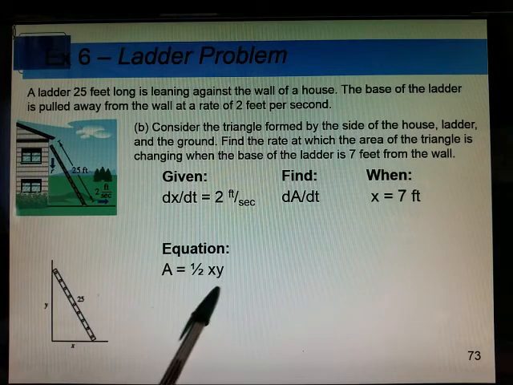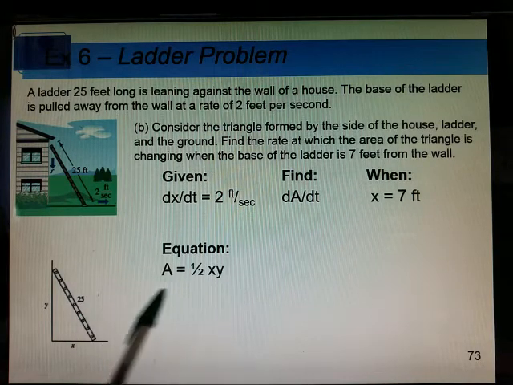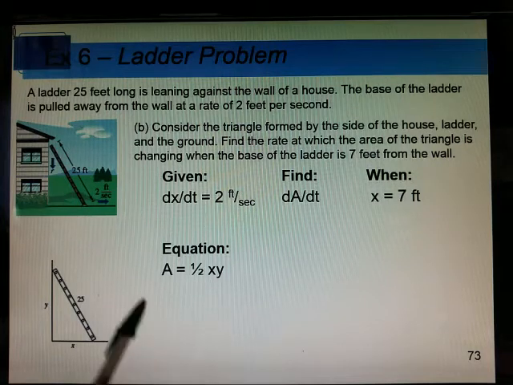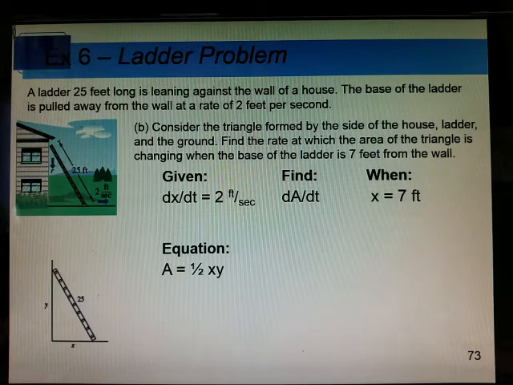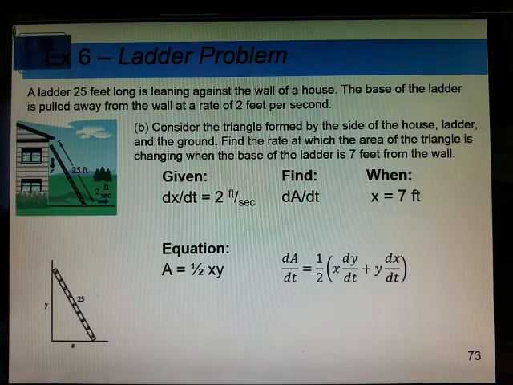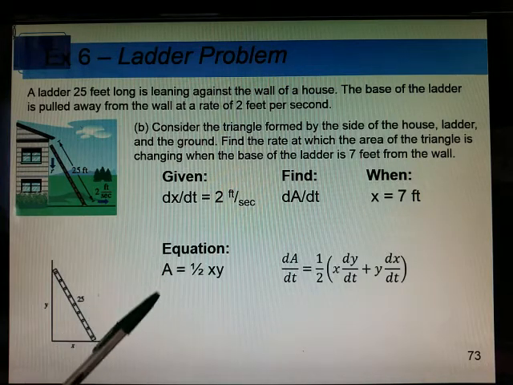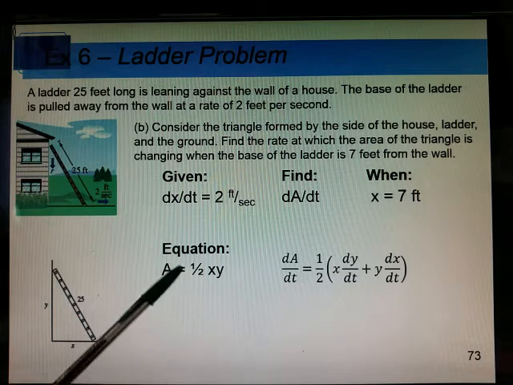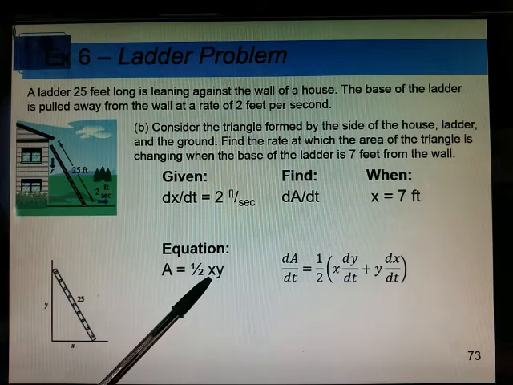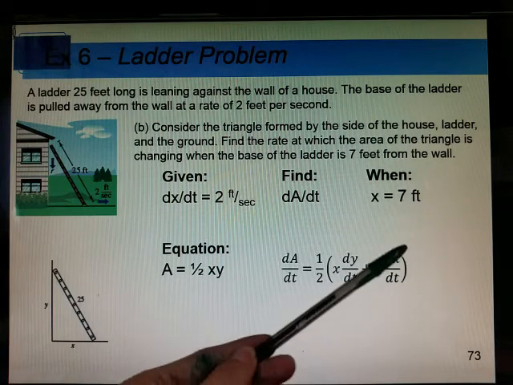I have 3 variables right here. We do not want 3 variables, remember. So when we have 3 variables, we need to do something about that. So if I go ahead and solve, I'm going to take the area with respect to time, coefficient 1/2, x, y, and I have to use the product rule. So this is using the product rule.